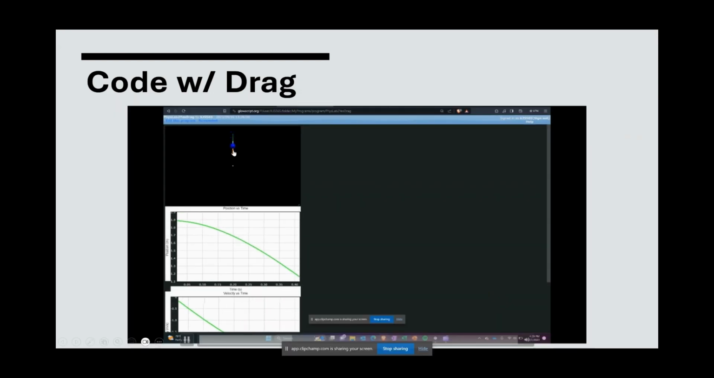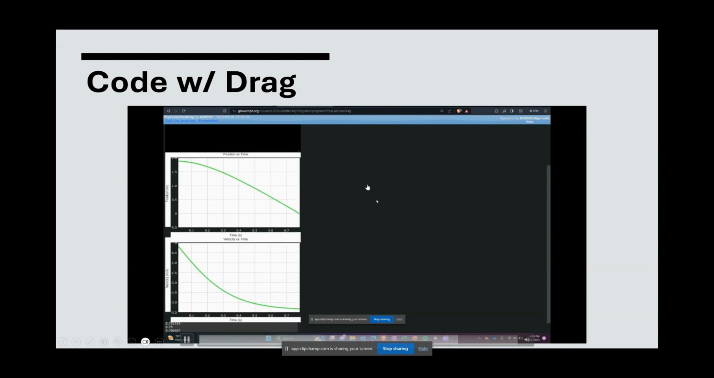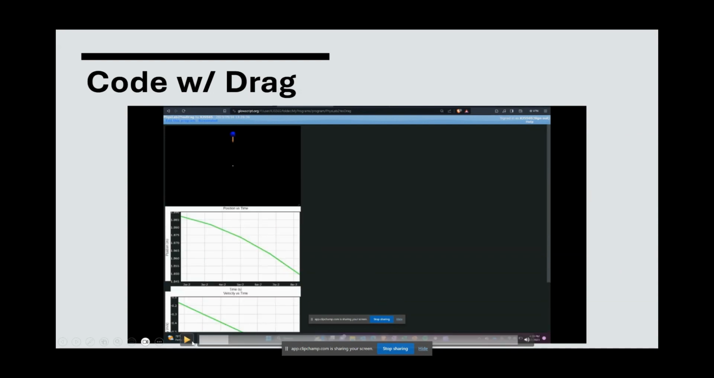Here's the model. We can see the force of gravity is constant. That drag force is changing. Our position for this time graph. If we go back one more time and we slowly pause, you can see how this drag force is slowly increasing. This is due to the changing velocity and how the equation is proportional to that changing velocity.